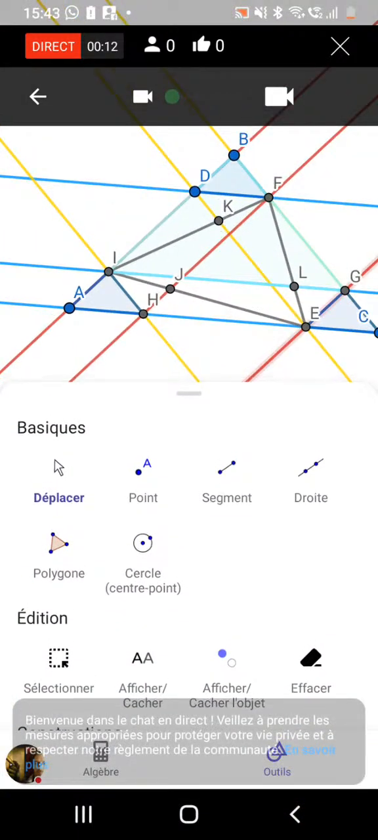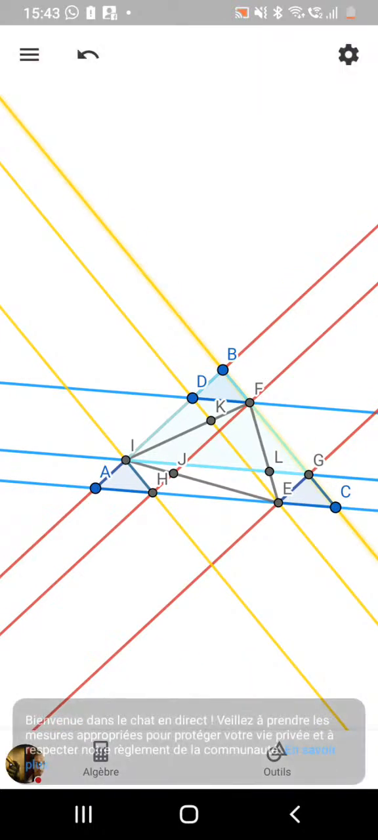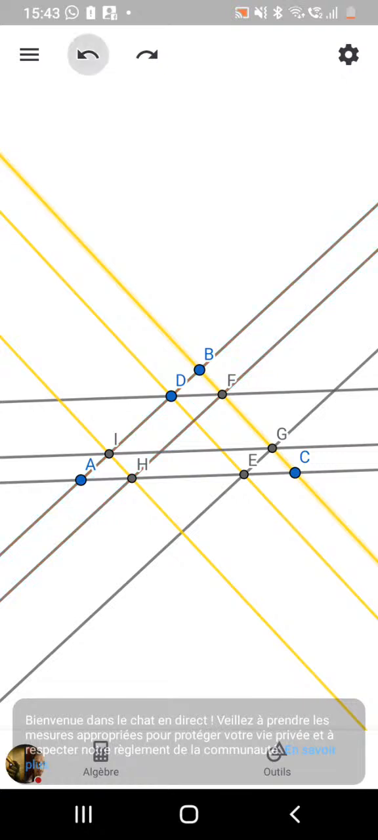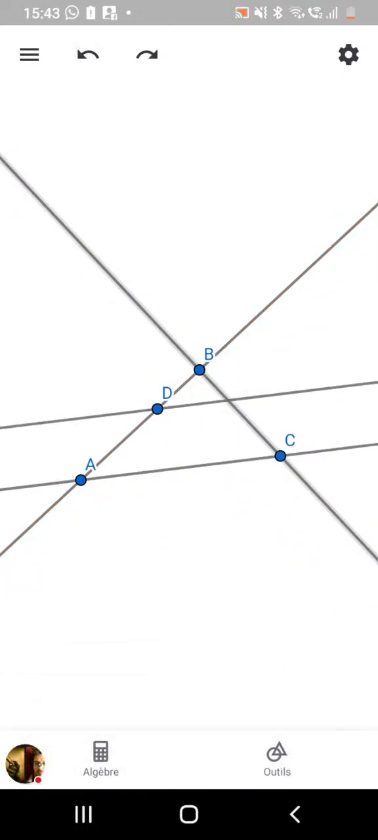So let's look at this. Take a triangle, okay, with a point D and take the parallel from D to AC. Take the parallel passing by C to BD and the parallel passing by D to AC.